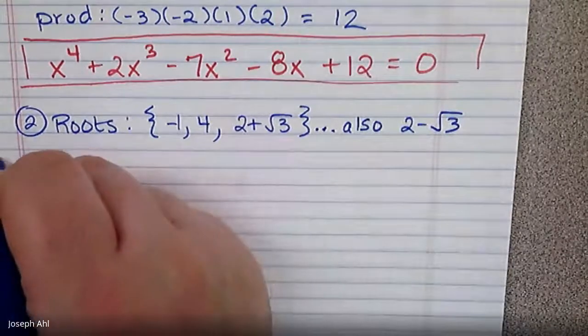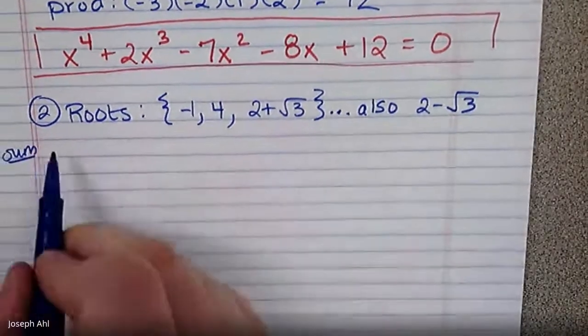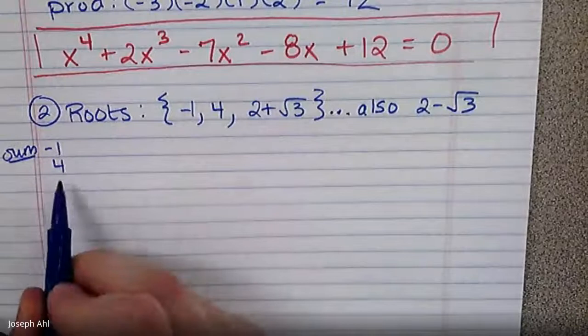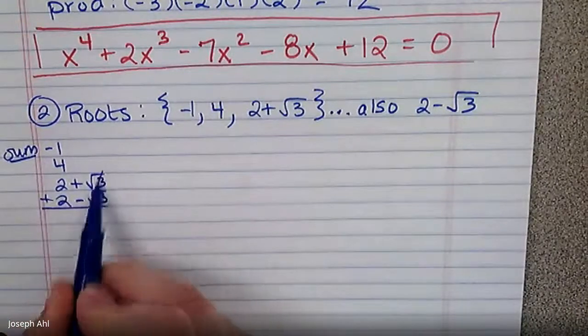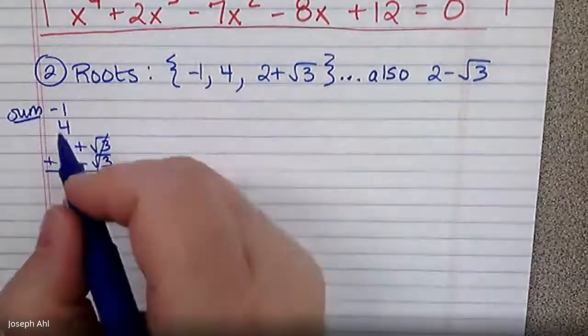Okay, let's start finding all our information here. So the sum would be -1, 4, 2 plus radical 3, and 2 minus radical 3, all added up. Radical 3's will cancel.